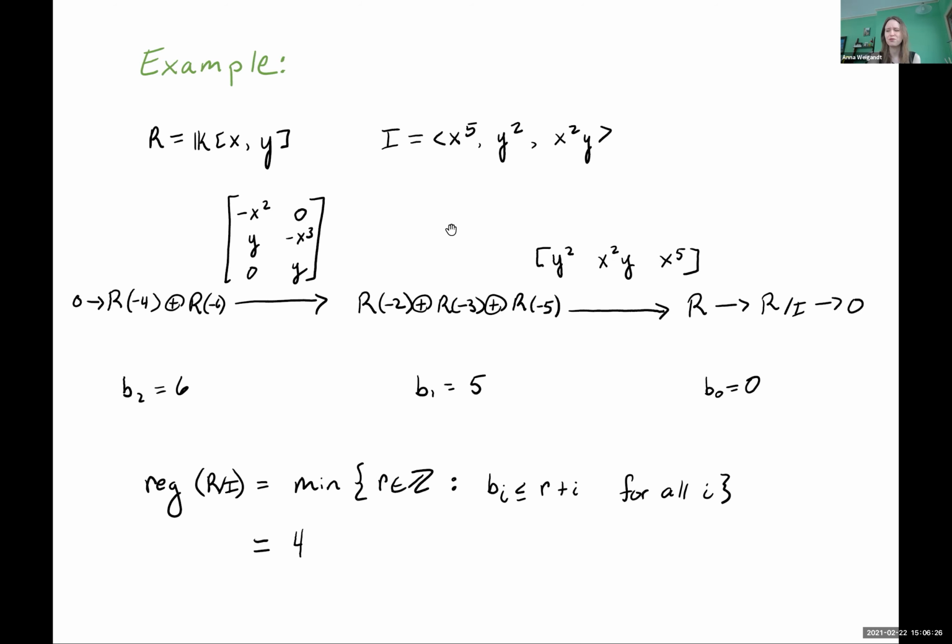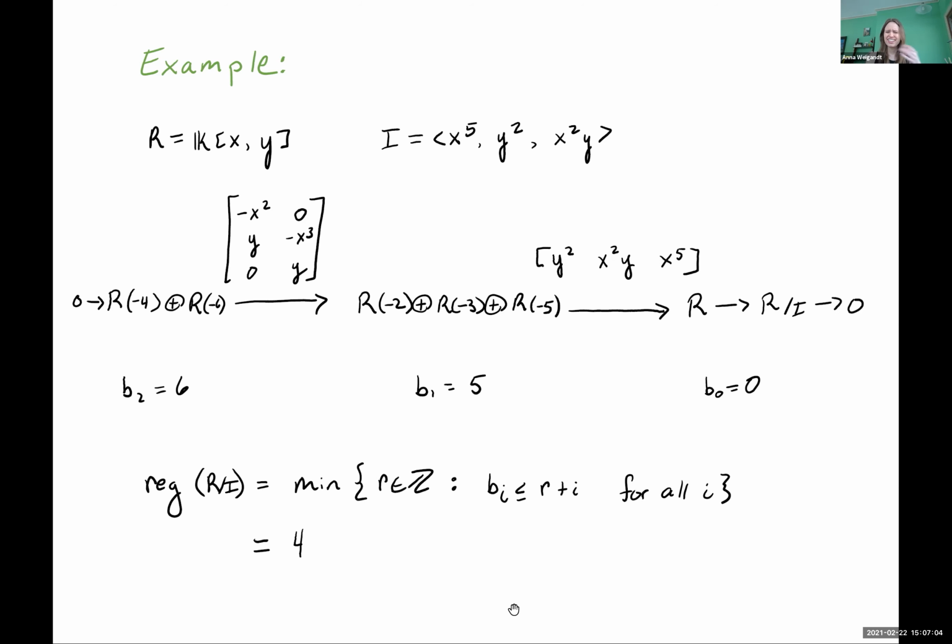And if you're not really happy with resolutions, you can just look at the picture. The idea is now we start looking for the maximums of these different degree shifts that occur in each of these steps along our resolution. So this b_0 is just going to be 0. This b_1 is going to be this -5, or sorry, 5. b_2 is going to be 6 over here. And so then the regularity of R mod I, we can see that if we set r equal to 4, then r plus i is greater than or equal to b_i for all i.